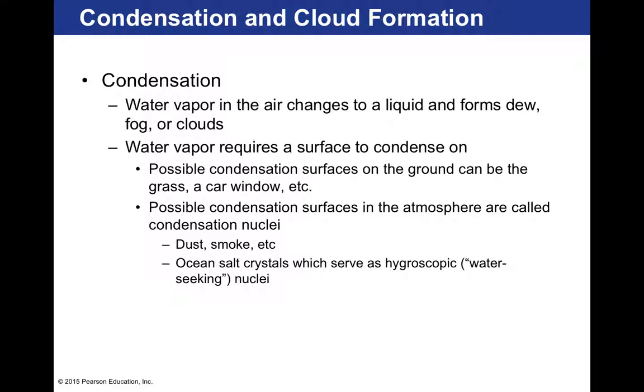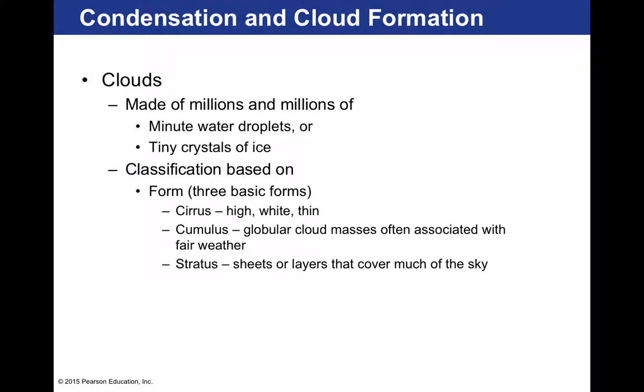If we want to form clouds in the air, there has to be something in the air for the water vapor to condense on. We call these things condensation nuclei, and they can be dust, smoke, or any other pollutants in the atmosphere. They could also be ocean salt crystals, which serve as hygroscopic nuclei, and hygroscopic simply means water-seeking. Clouds are simply made up of millions and millions of very small water droplets, or sometimes they could be made out of tiny crystals of ice.